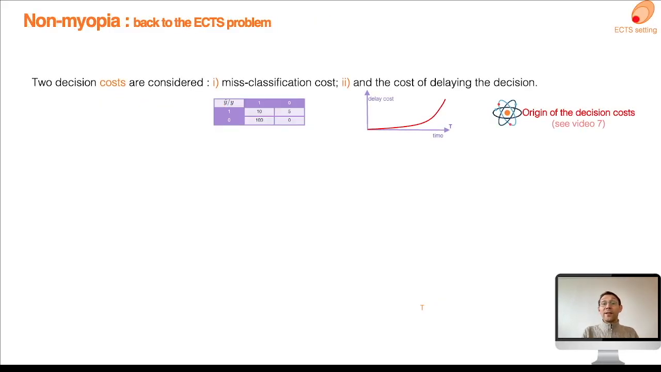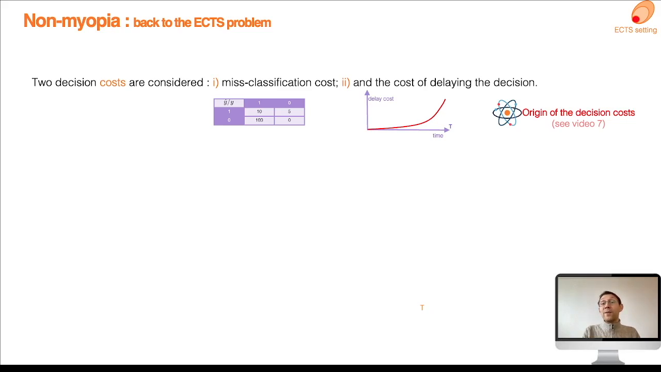To begin with, let's put ourselves in the context of the original problem of early classification. Each time this is the case, you will see the small logo on the top right of the slide. As a reminder, the objective is to optimize the decision time, and for that, the triggering model considers two types of decision cost as input.